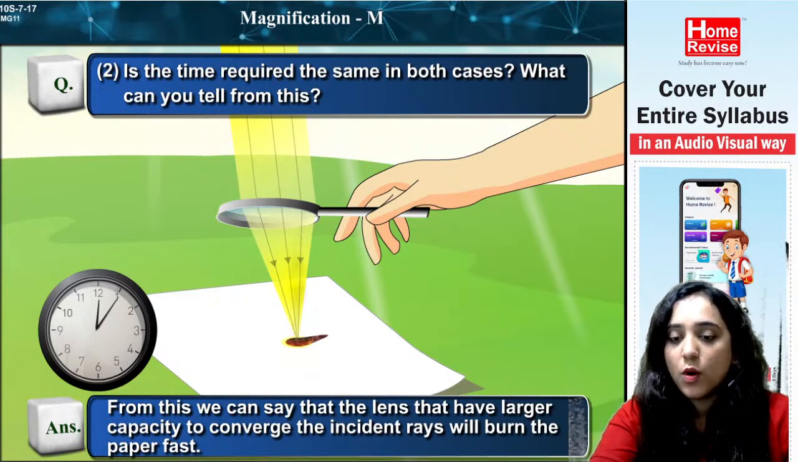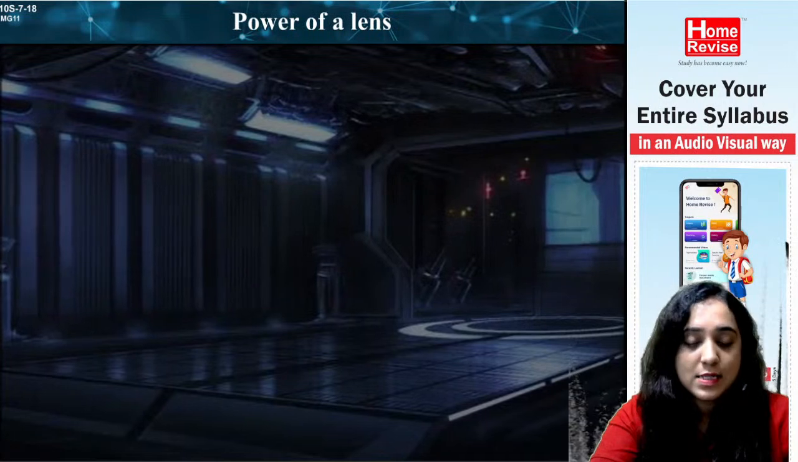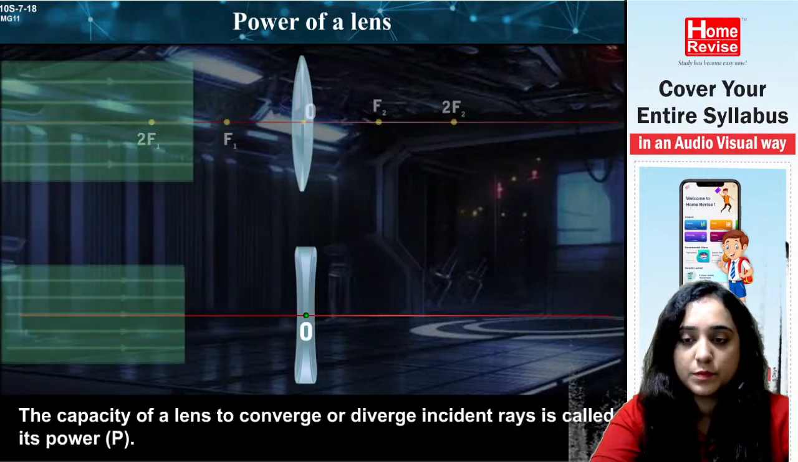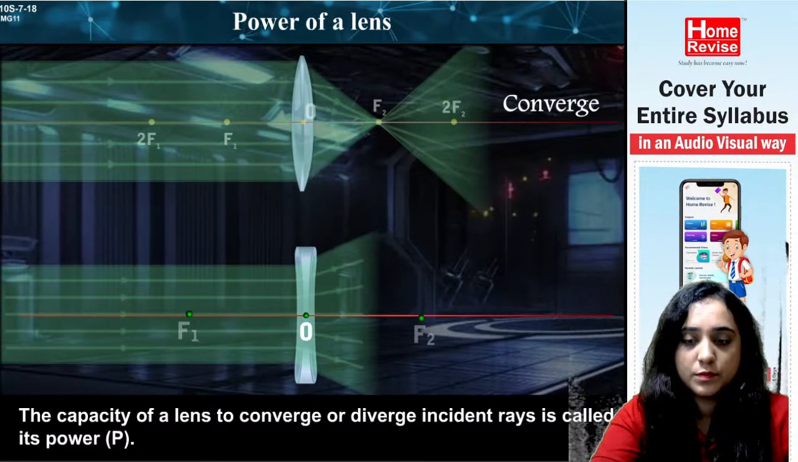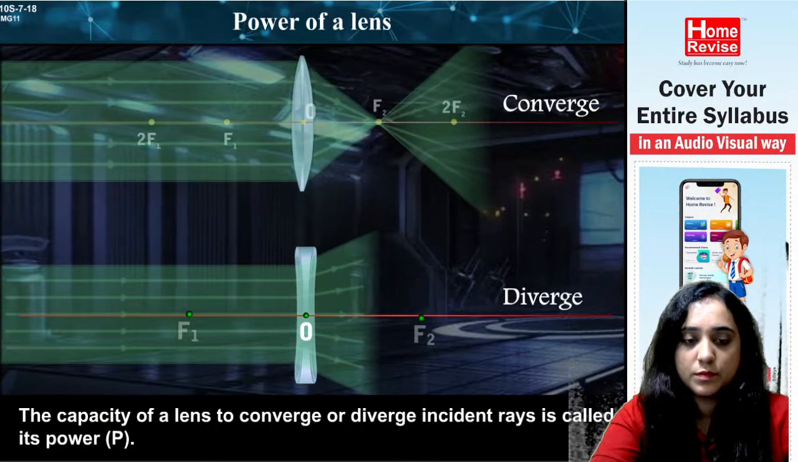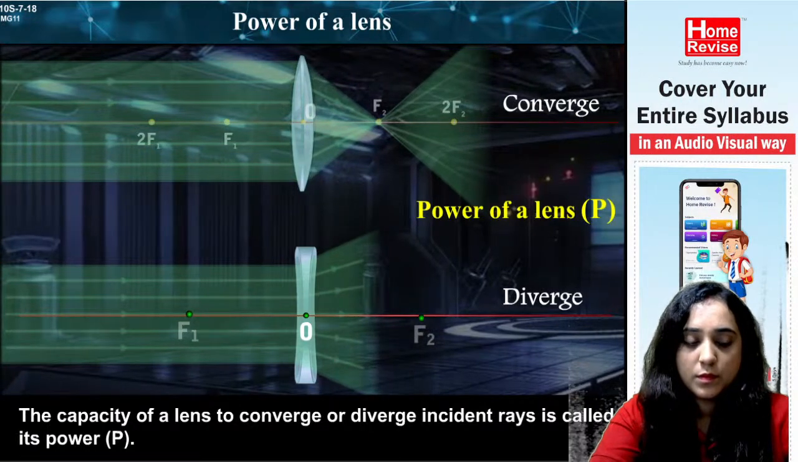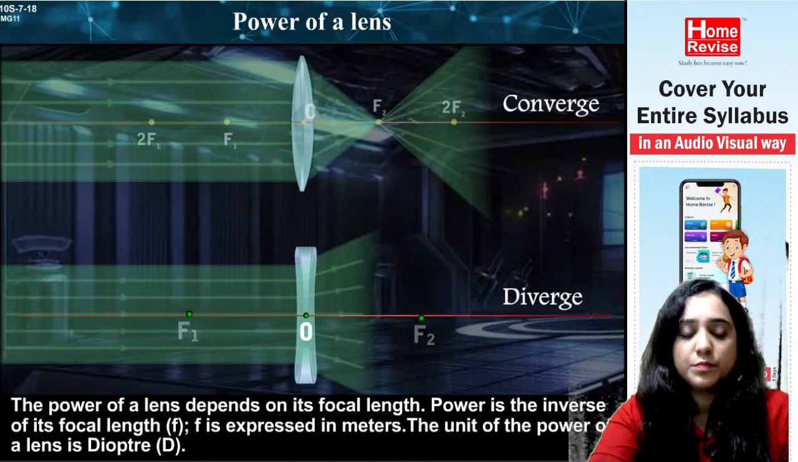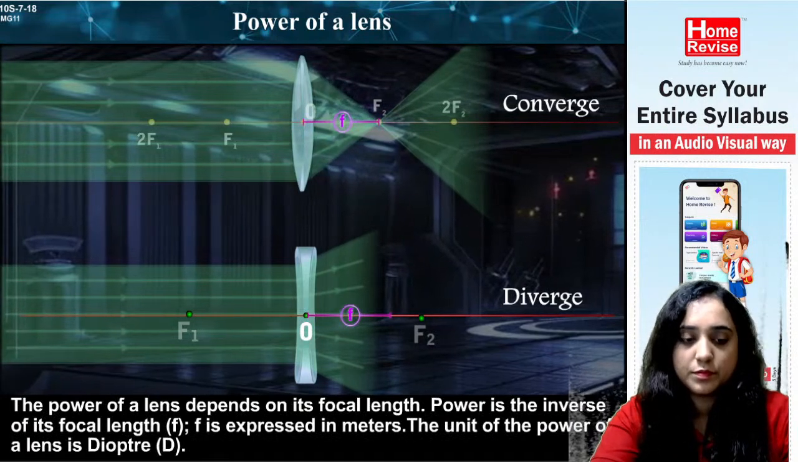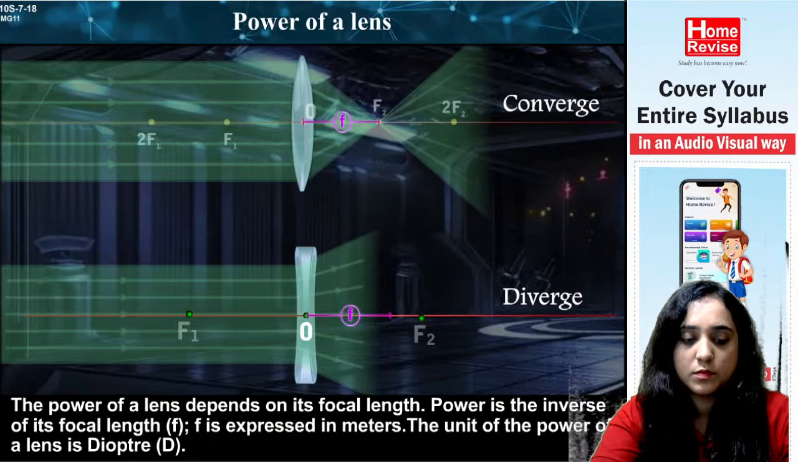Okay, now let's move on to the next one, that is the power of the lens. The capacity of a lens to converge or diverge incident rays is called its power, P. The power of a lens depends on its focal length. Power is the inverse of its focal length.